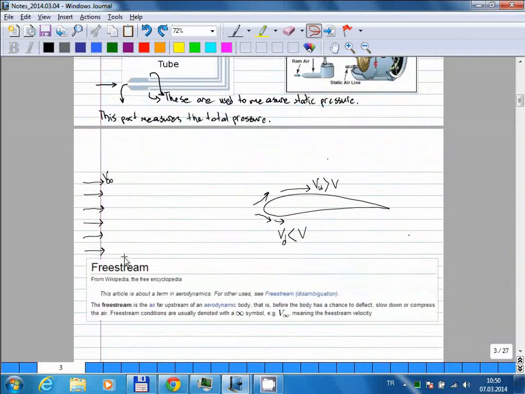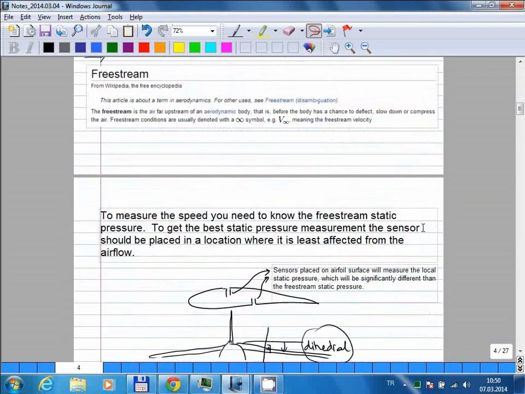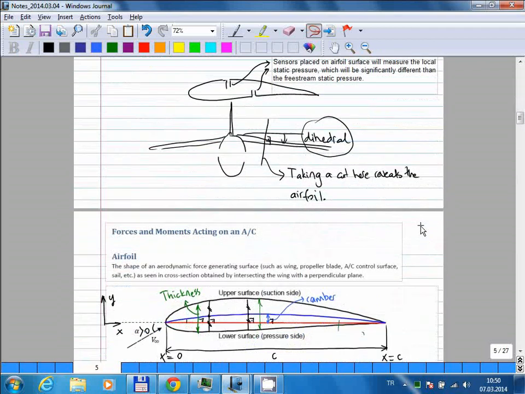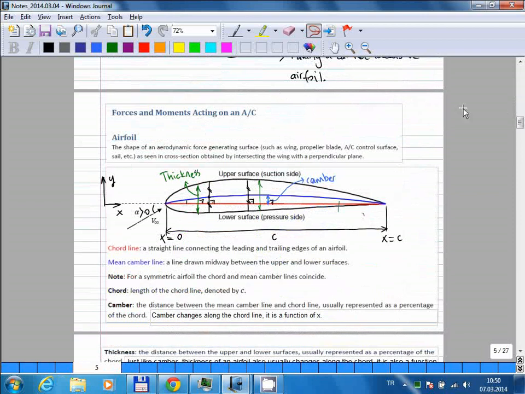And so I defined free stream here, and you need to be careful when placing your pitot tube so that you can get a better measurement of the free stream velocity. Otherwise, the velocity around the surface of the aircraft will be changing, and you don't want to know that. You want to know the actual free stream velocity of the air. And then I defined some terms related to an airfoil. I talked about the camber and thickness of an airfoil.